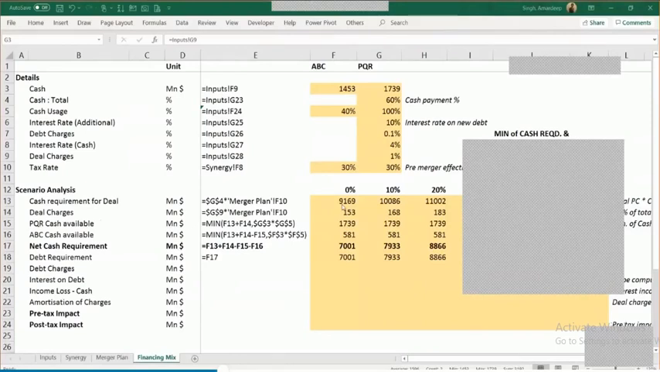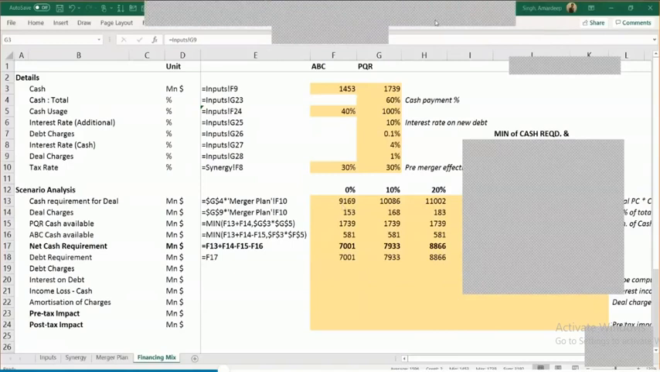ABC has got existing debt, PQR has got existing debt. Both of these debts will get merged and will be taken up by the merged entity. So they will keep on paying it in future, because this proceeds will directly go to the shareholders, right? Okay, great. Let's move ahead then.